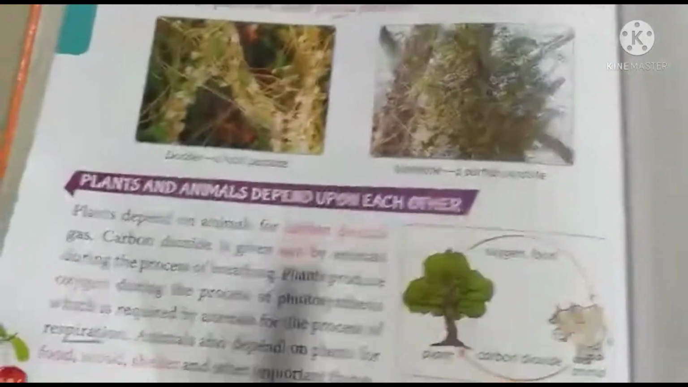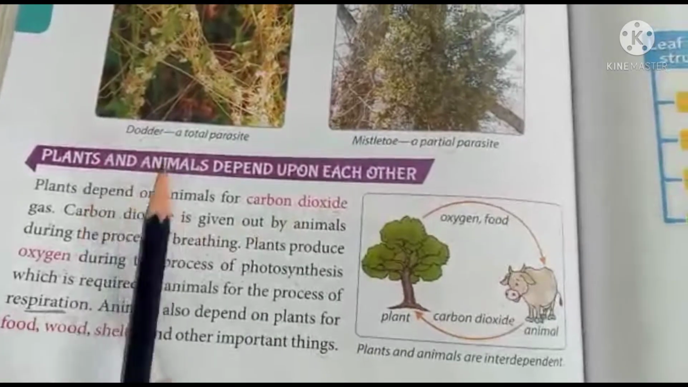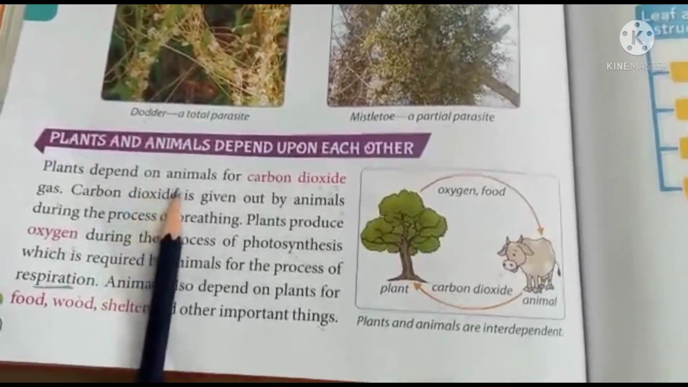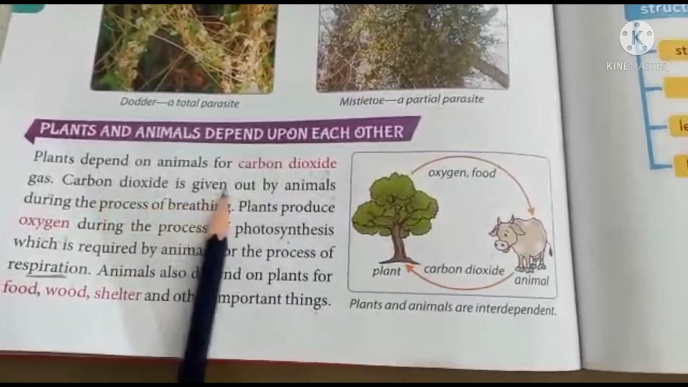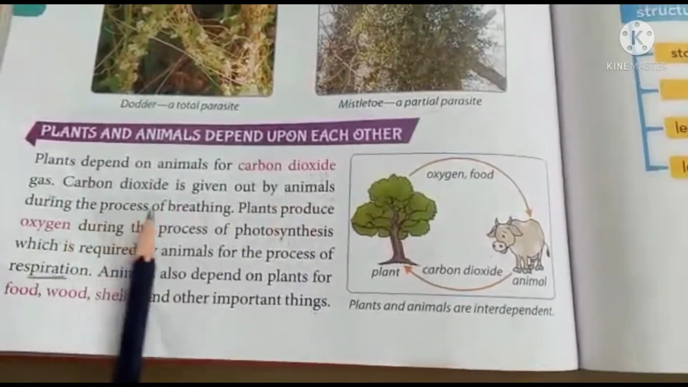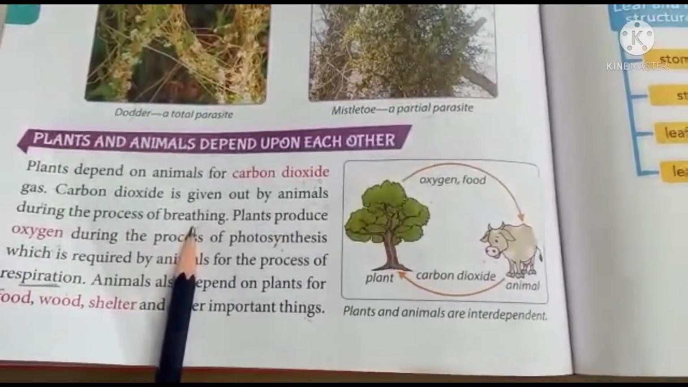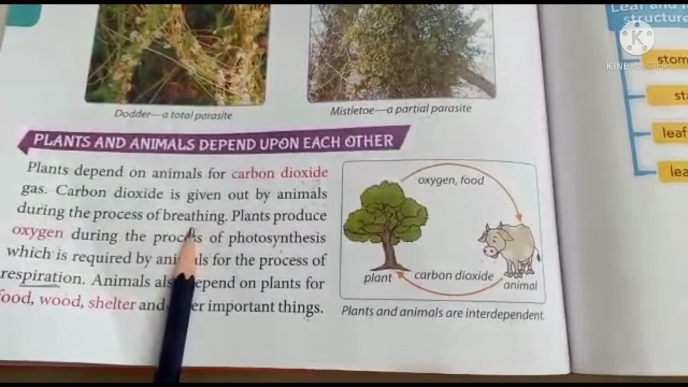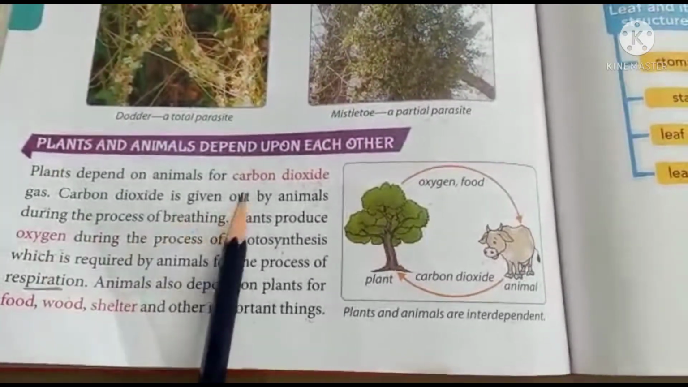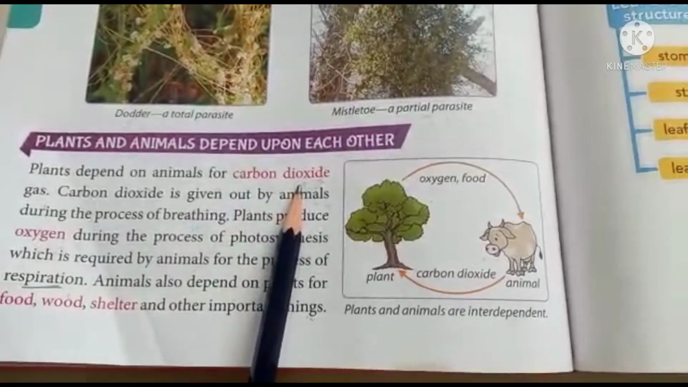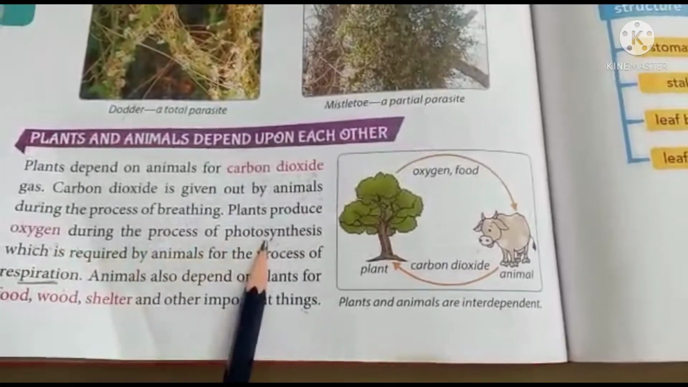Okay. Now plants and animals depend upon each other. Plants depend on animals for carbon dioxide gas. Carbon dioxide is given out by animals during the process of breathing. When animals breathe, they take in oxygen and give out carbon dioxide, and plants produce oxygen during the process of photosynthesis.